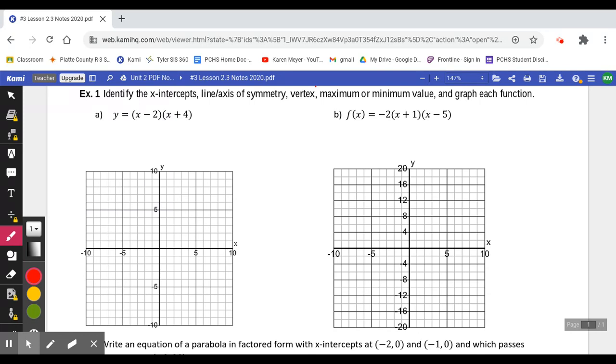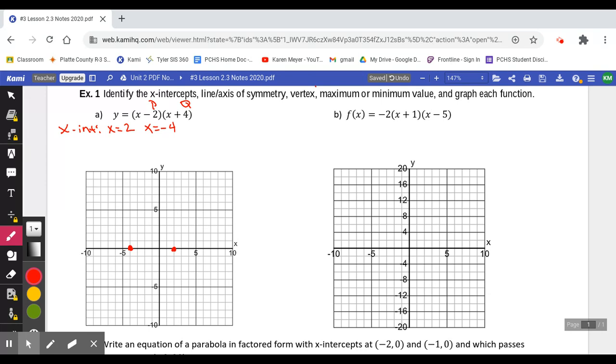So in intercept form, I would start by finding the two x-intercepts. So P is negative 2, but when I write it down here, I have to remember to switch the sign, so make it positive 2. And the other one, Q, is positive 4, but I have to remember to switch the sign and write it as negative 4. So I'm going to plot those two on the x-axis. So here's 2 on the x-axis, and here's negative 4 on the x-axis.